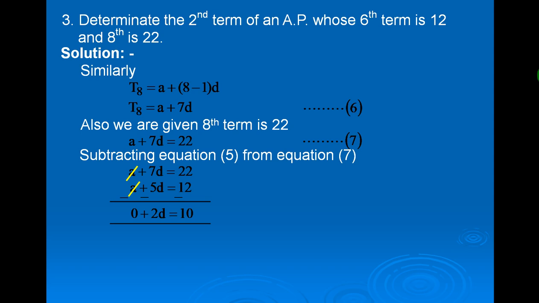Therefore, 2d is equal to 10, or d is equal to 10 upon 2. Now 2 ones are 2 and 2 fives are 10. Therefore, d is equal to 5.